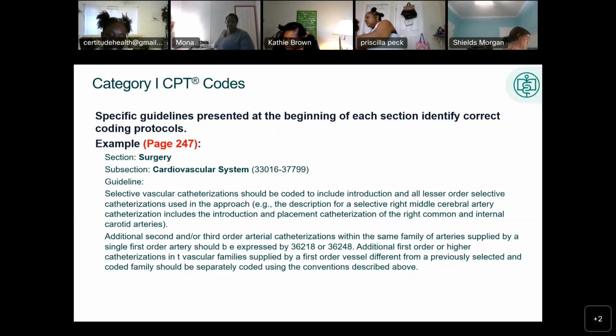Now, what you see in the first column of page 247 is the guidelines for that section. It's telling you that these are selective vascular catheterizations, and they should be coded to include, and it's giving you the details of this particular section. You don't need to go through the details at this moment, but this is where you're going to find your guideline information.